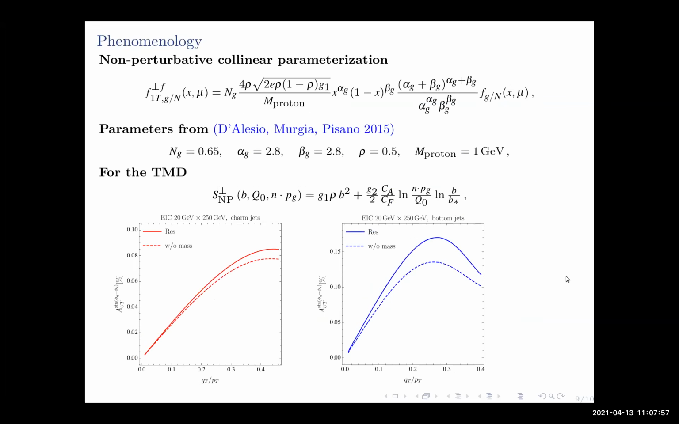And then finally, we also perform some proof of principle phenomenology for the Gluon-Sivers function. We chose the following parameterization, which was taken from this paper here, and this is for the collinear parameterization. For the TMD, we choose the following parameterization, which is consistent with this paper. Here we're plotting our asymmetry as a function of Q perp over P perp. Again, the solid lines represent the full mass dependent case, whereas the dashed lines represent the case without any mass corrections in the resummation. And again, we see that for charm jets, the size of the correction coming from the mass is quite small, whereas for the bottom jets, it's much larger.